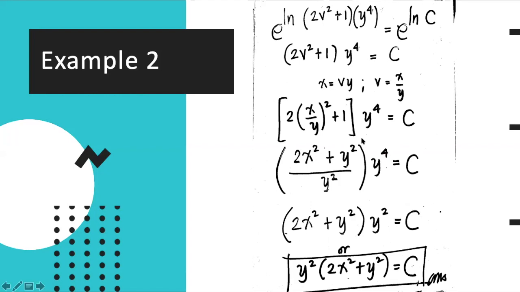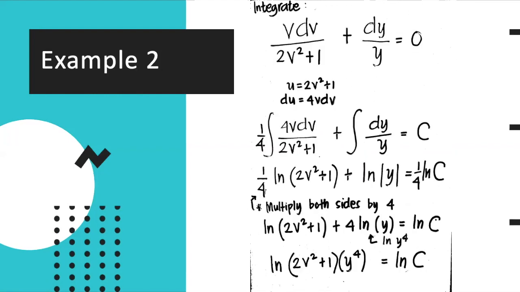Okay, ito na yung result. Guys, dinivide natin. So this is a pure function of v, and this is a pure function of y. So we can now integrate. So logarithmic lang na formula.